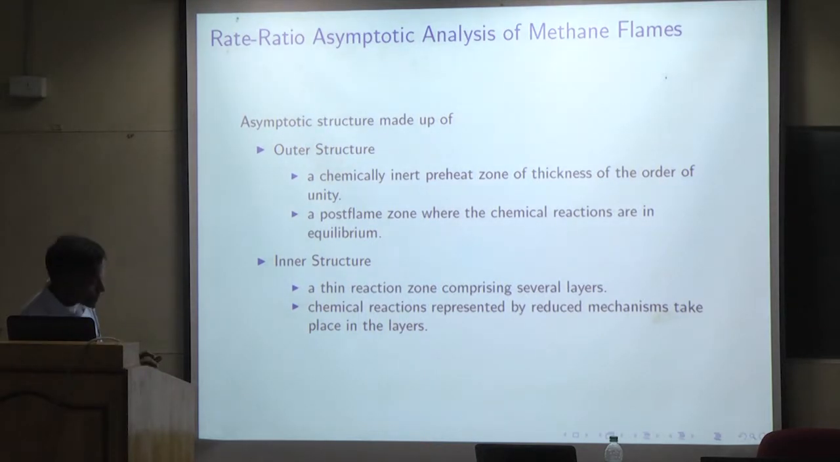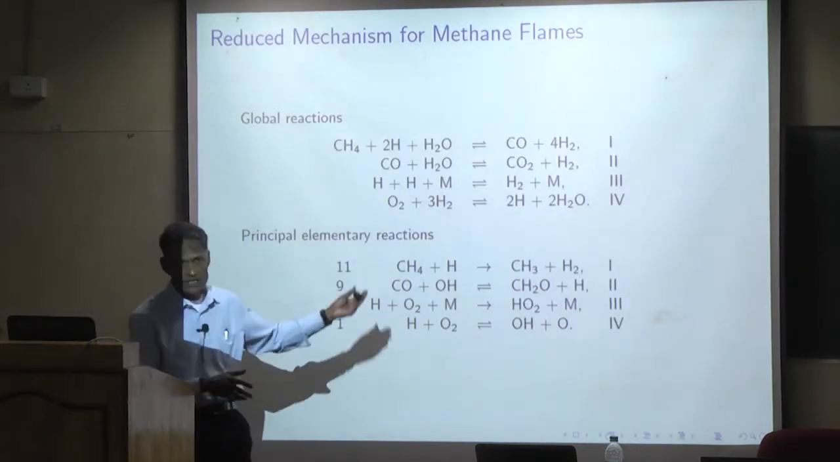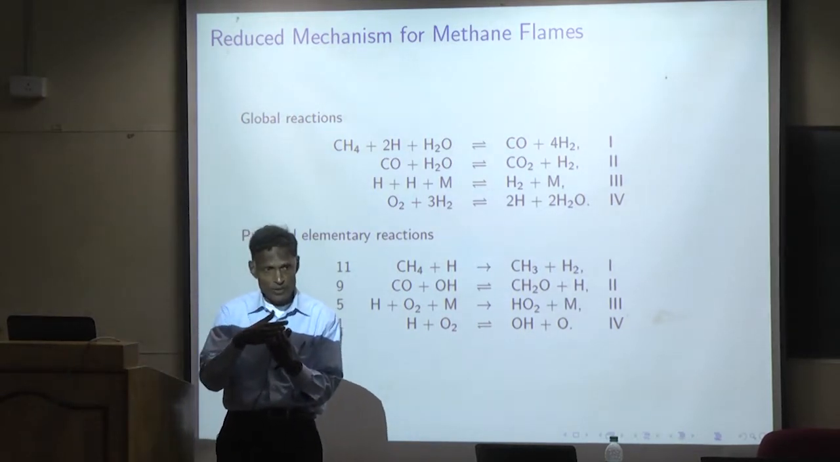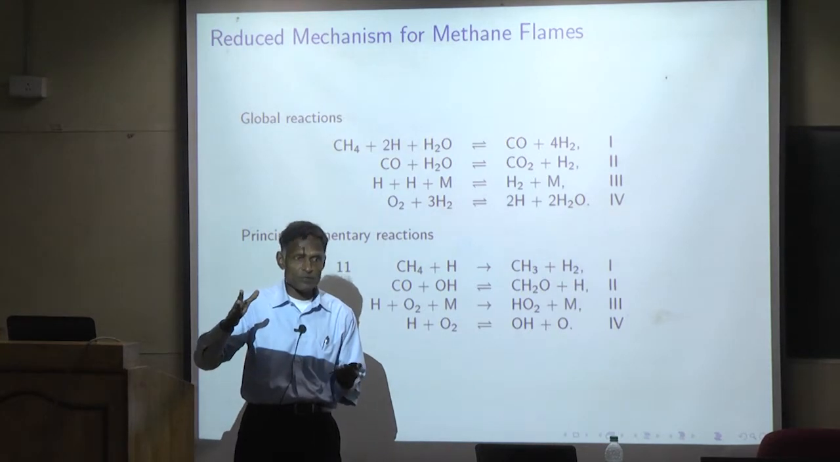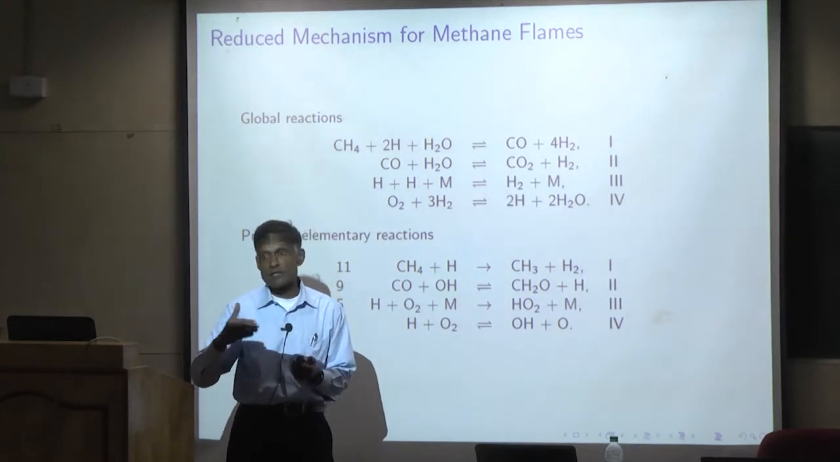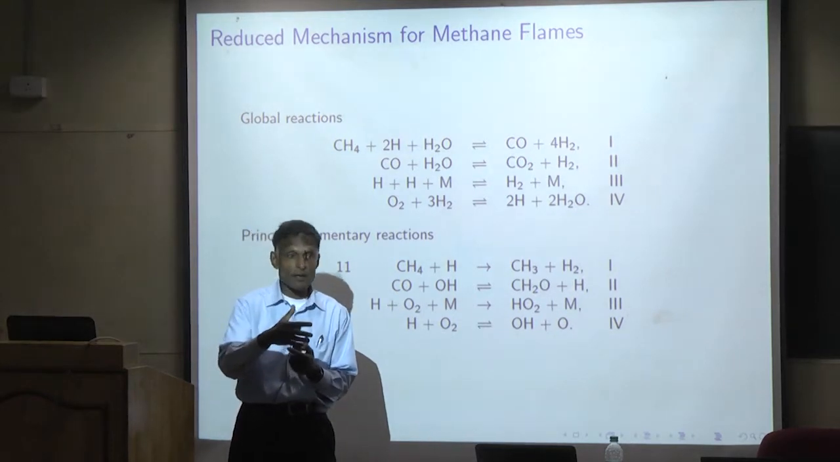Now the inner structure is made up of several layers. Now I'm going to explain why there are several layers. Now you see, if you're looking at burning velocity, that's what this problem is. You're looking at burning velocity, okay? So for the burning velocity, there's only one flow time, a residence time, which is given by the burning velocity, correct?